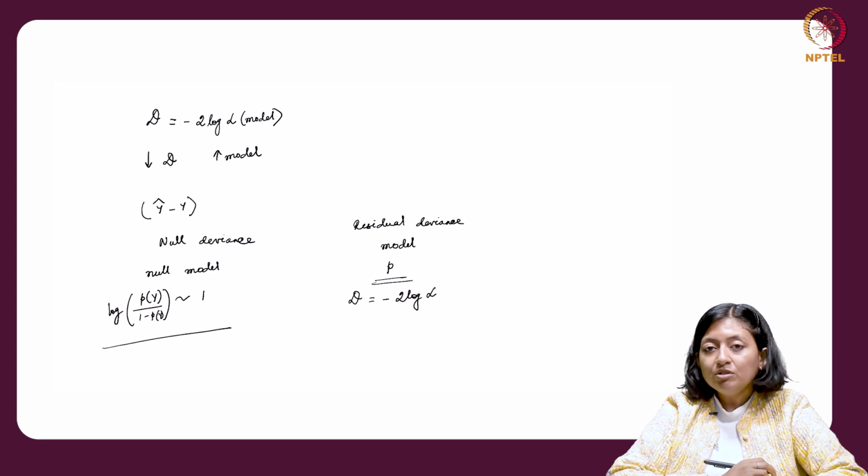But if we want to know how much of an improvement is our model with p predictors, then we can calculate the difference between the residual deviance and the null deviance.